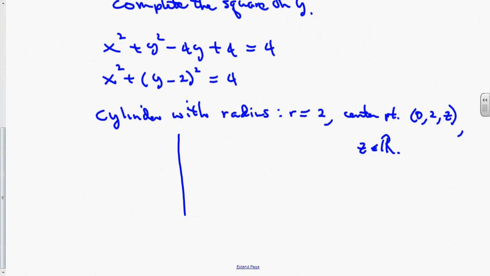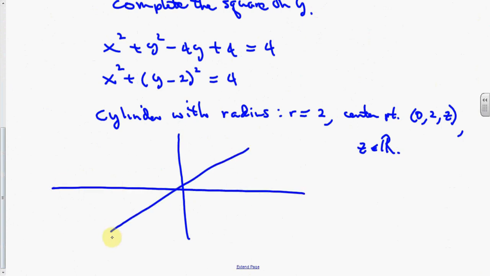So the center is not the origin anymore. Here, x is 0, y is 2. It's there.